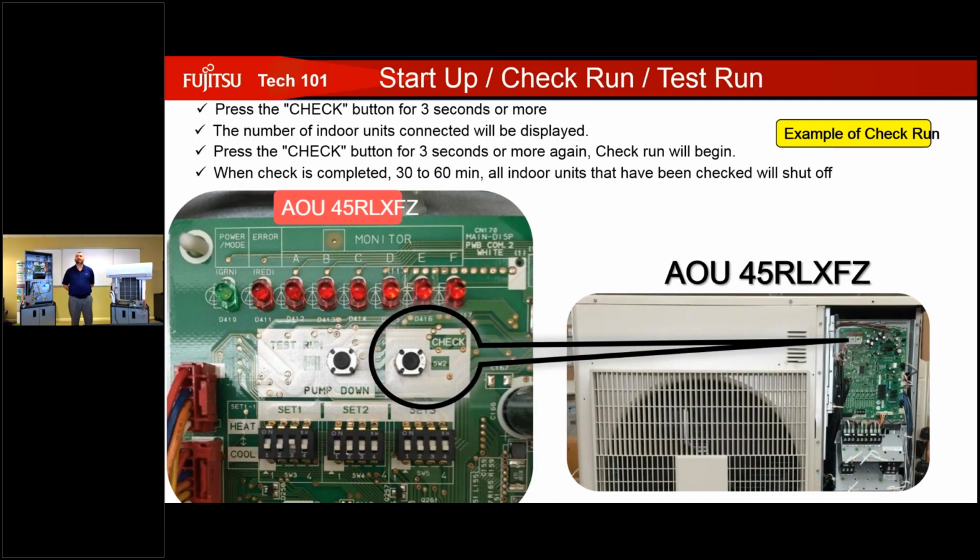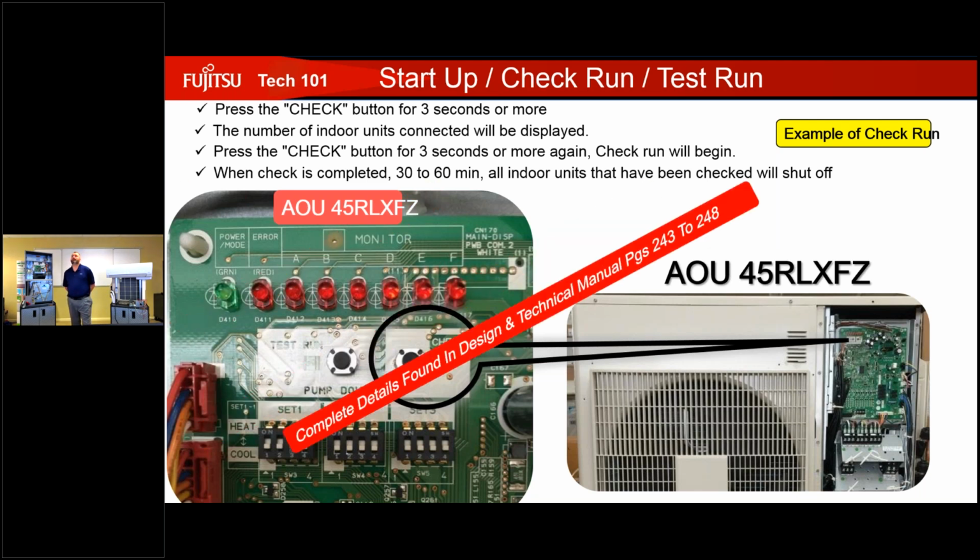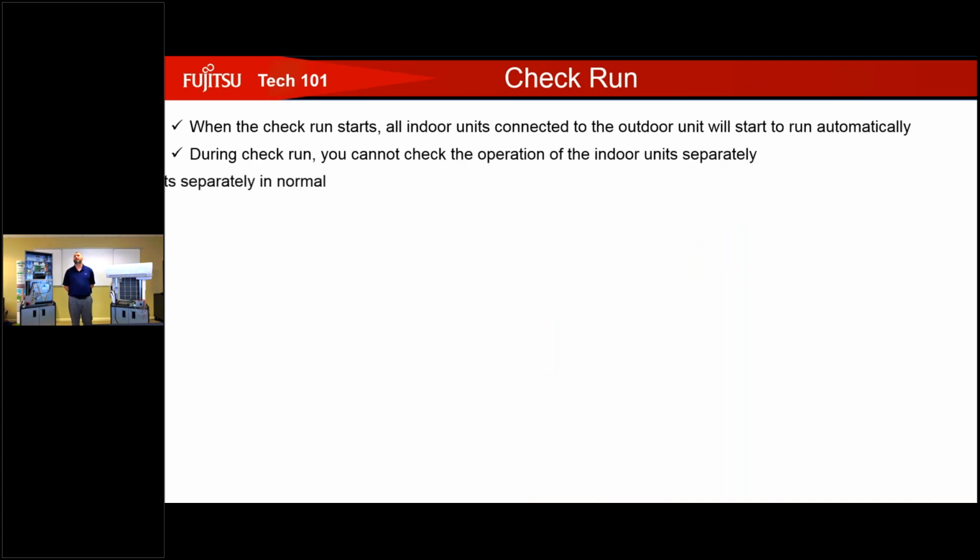All right, so you can see here on the 45 where the check run button is located. Also available on that system is a pump down button, so you'll be able to pump all the refrigerant out of the system back into the compressor just by holding down that button. So you have that check run there. Complete details are going to be found in your design and technical manual.